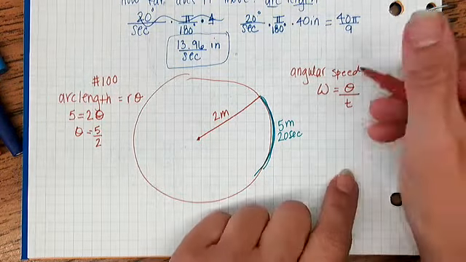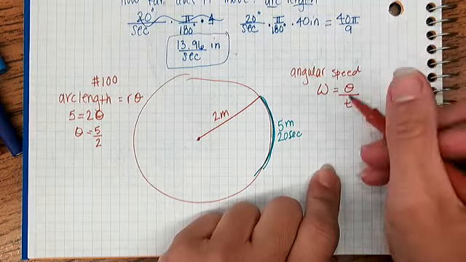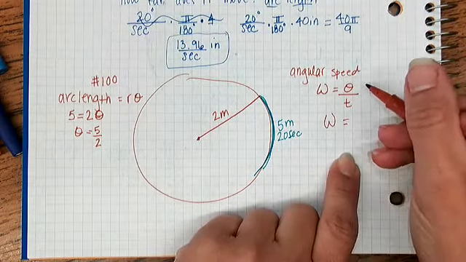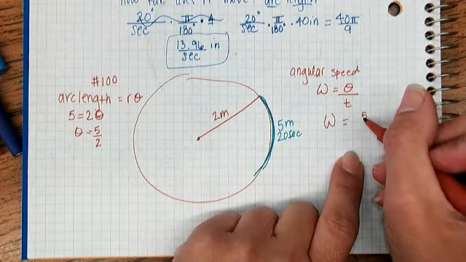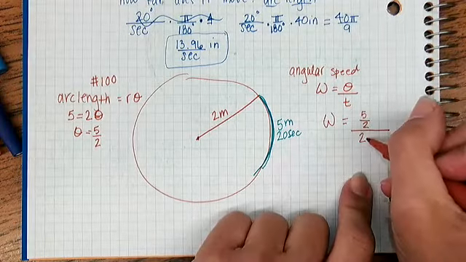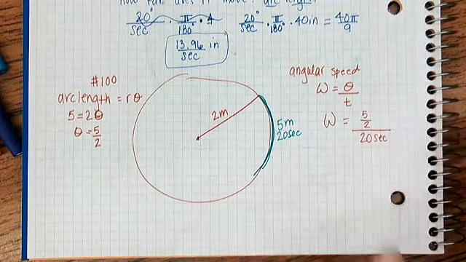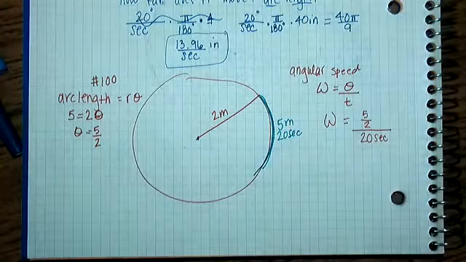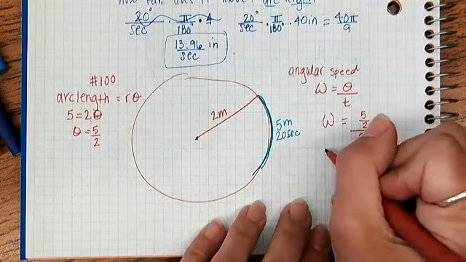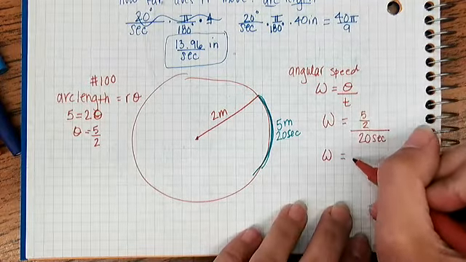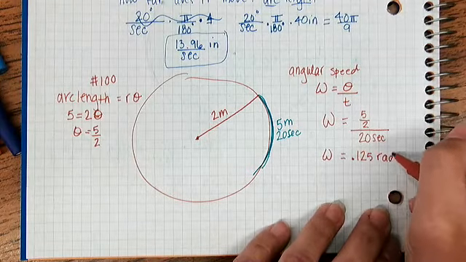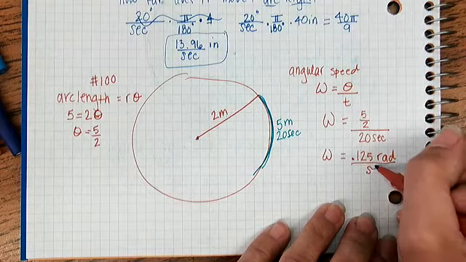So let's plug that in now to find our angular speed. My angular speed is going to be theta, which we just figured out is 5/2, over the time, which is 20 seconds. Divide this out and you get 0.125 radians per second.